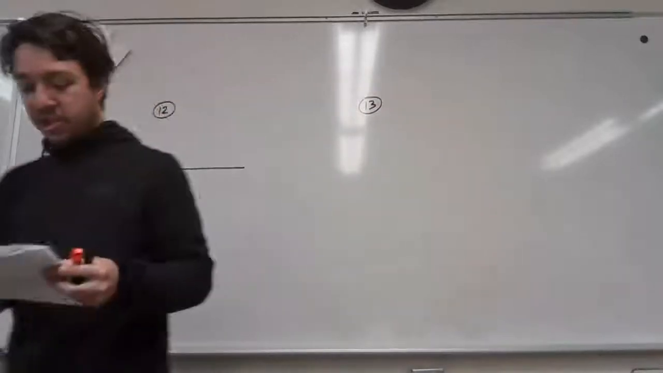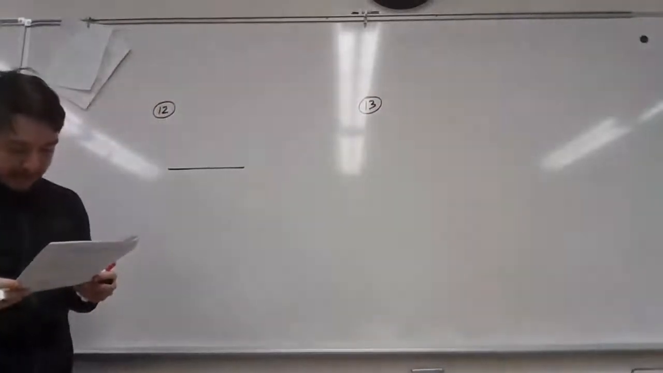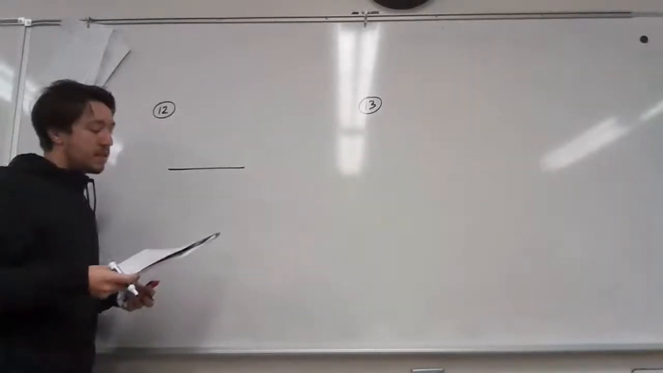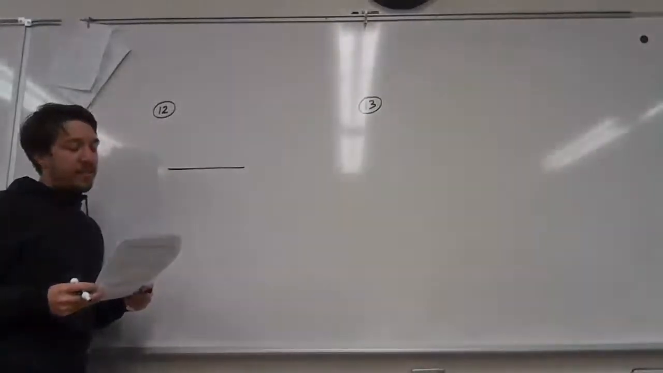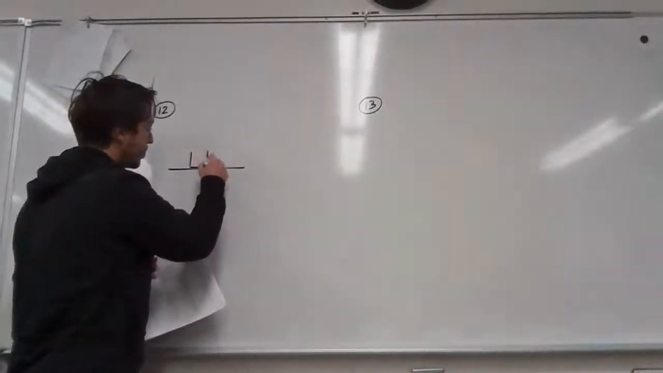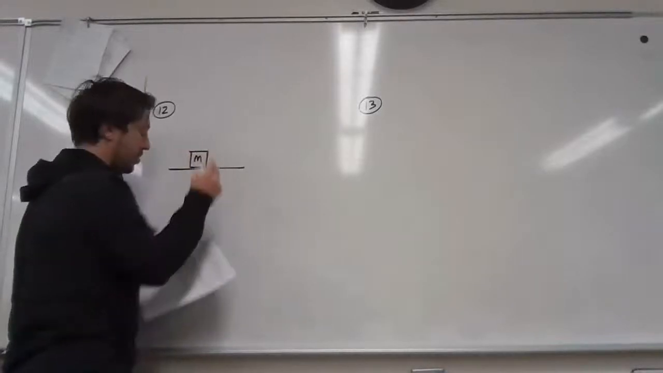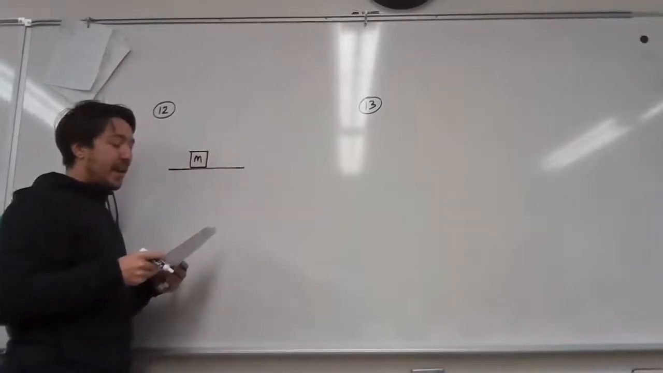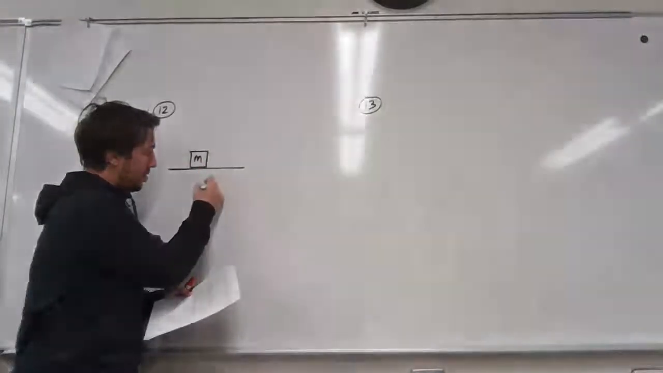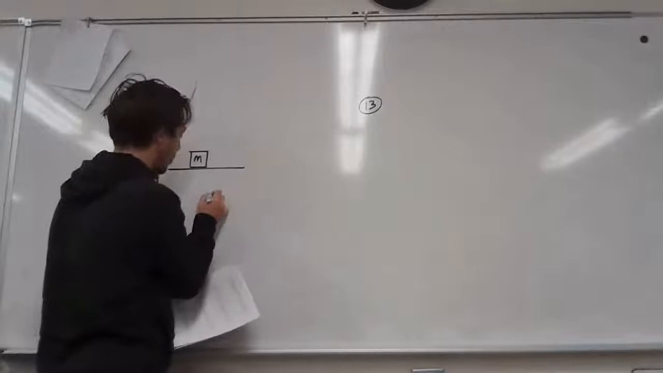Anyway, let's do these 2 questions. These are sort of these formula builder questions, I guess, where there's no numbers. So number 12 says if you have a block of mass m and it's sliding to the right across a floor with initial velocity of v naught. So it's going to be drawn like this.